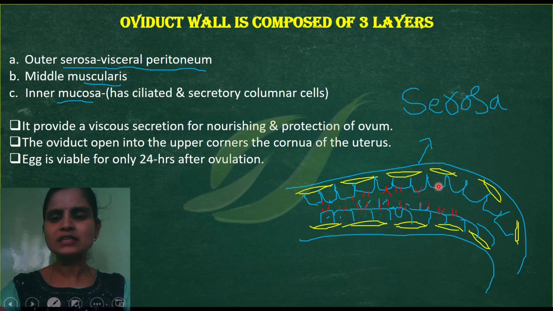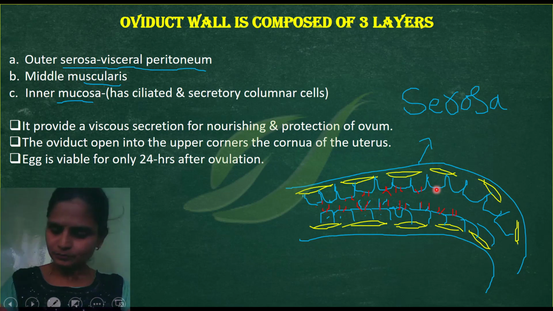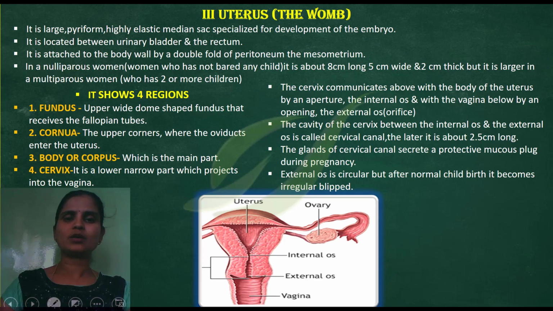If the egg is fertilized in the fallopian tube, the further development, that is the zygote and morula stages, or the next developmental stages, will take place. So next we are going to study the uterus. The uterus, common name, is the womb.